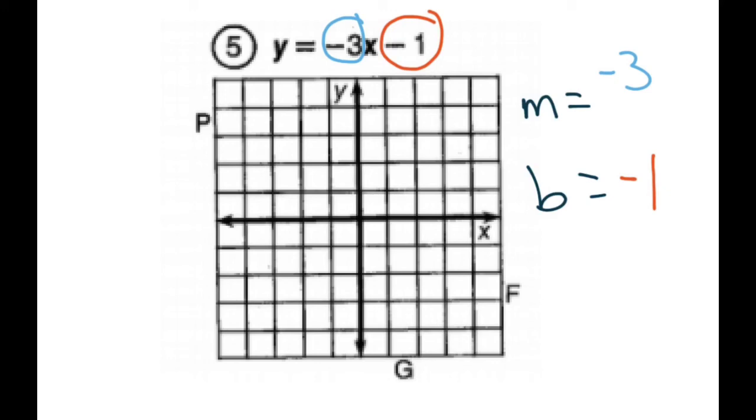Now, just like we did before, first thing, graph your y-intercept. I'm going to keep it in red here. Our y-intercept is a -1, so that means on the y-axis, I'm just going to go down 1, and I'm going to put a point. Now we got to do our slope.